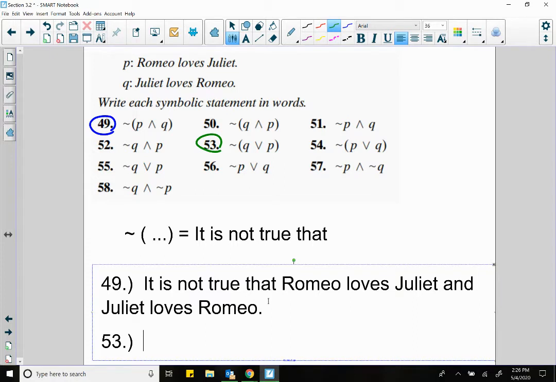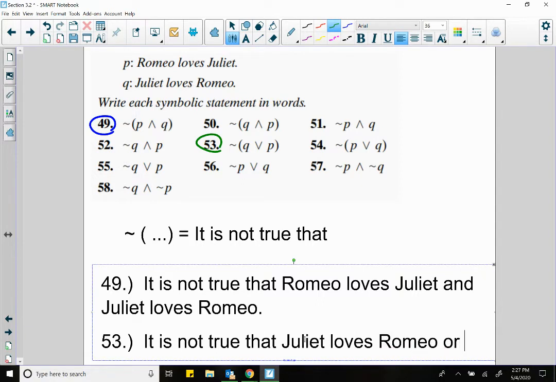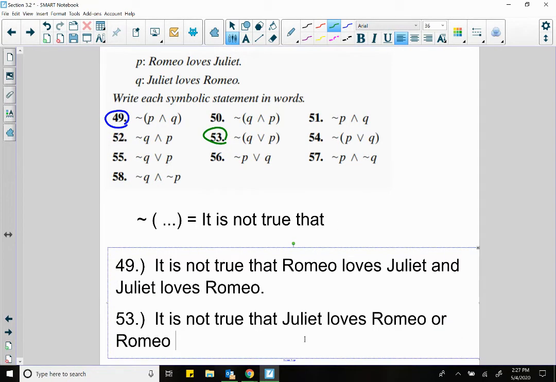Okay. So hopefully you wrote, it is not true that. And then we got Q V P. So the V means or. So the Q is Juliet loves Romeo, or Romeo loves Juliet. And there you go.